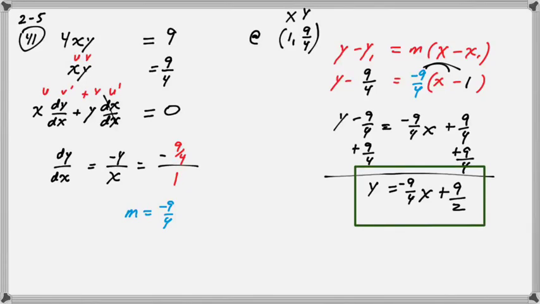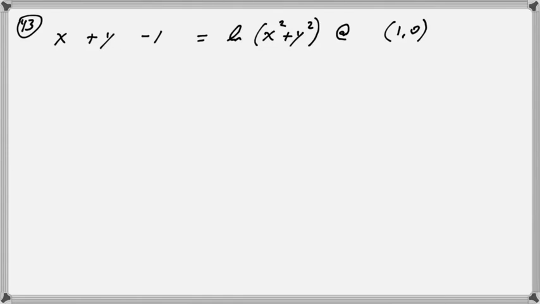Here is some from 2.5, the implicit. First thing I did was I divided by 4, and that made xy equaling 9/4. Then I did a product rule, solved for dy dx, and plugged it into point slope over here to get the slope, the equation of the tangent line. Now 43 is the same instruction, so I'm still going to do y minus the y value equals m times x minus the x value.